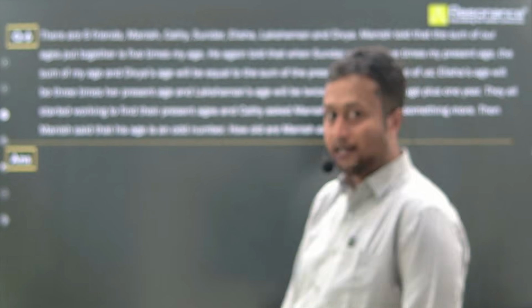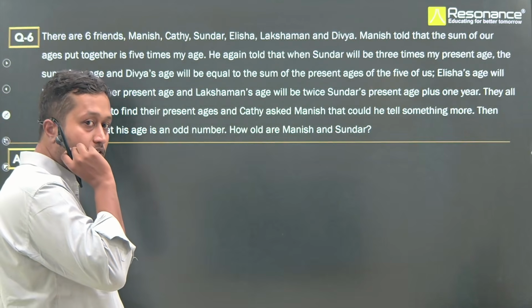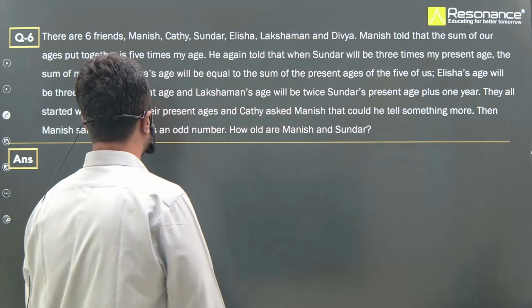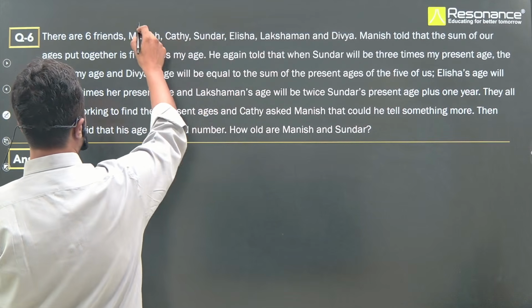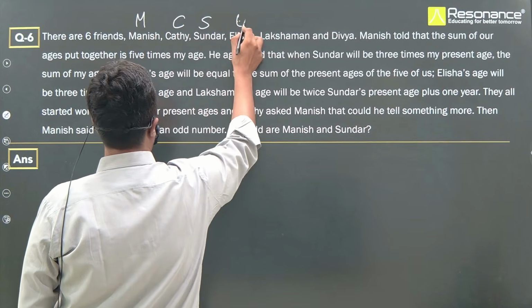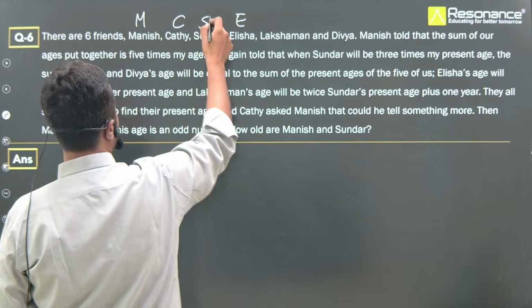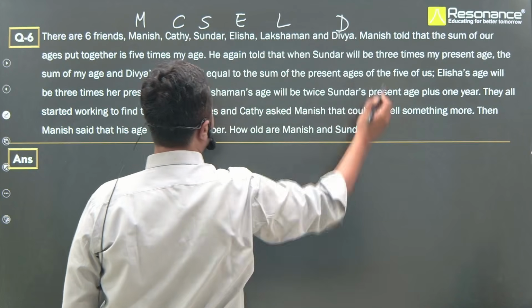Yeah, this one is slightly different. I felt like you need some more information for this question. Okay, so let's just call the ages of all these friends, I'm going to call this M, this C. No surprise there, right? Manish, Kathy, Sundar, Elijah, Lakshman, L, and Divya.